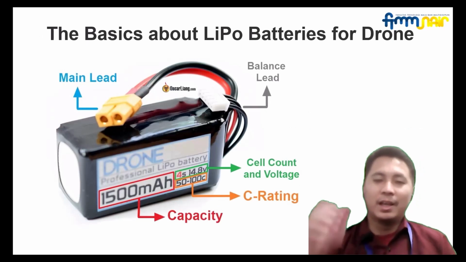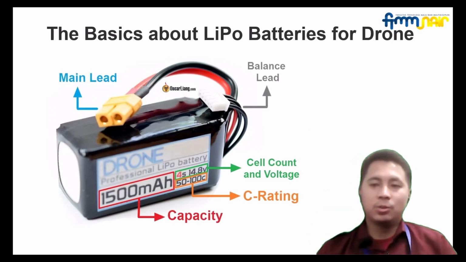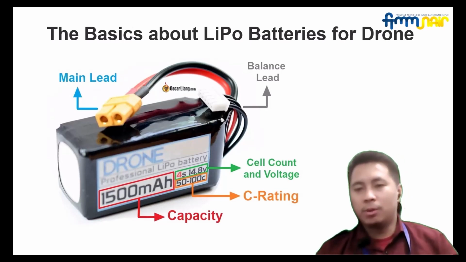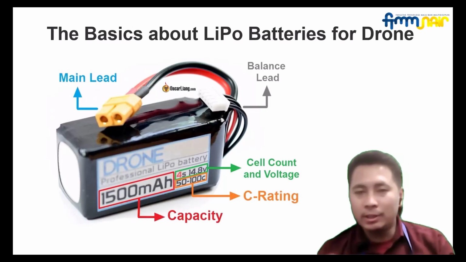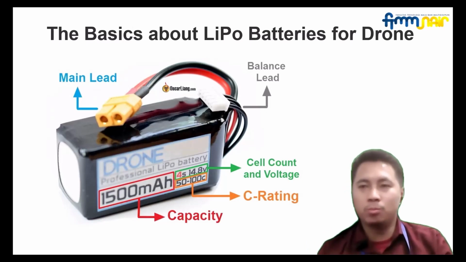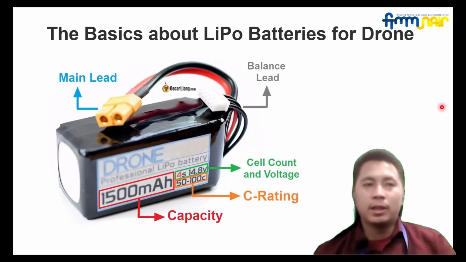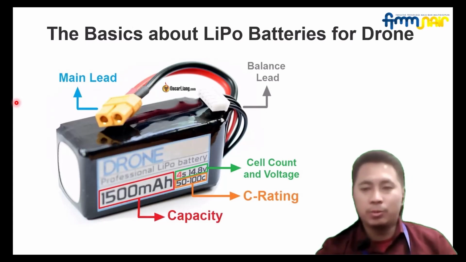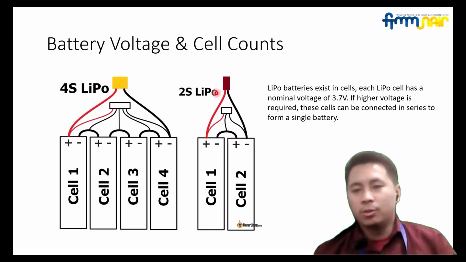And next we move on to the basics about batteries for drones, the basics about lithium polymer batteries. Usually drones use a lithium polymer battery because of its C rating. It can draw a huge current, and it has a high energy density, and we will discuss it. In the drone, the information you have to know about the battery is the battery voltage and cell count.